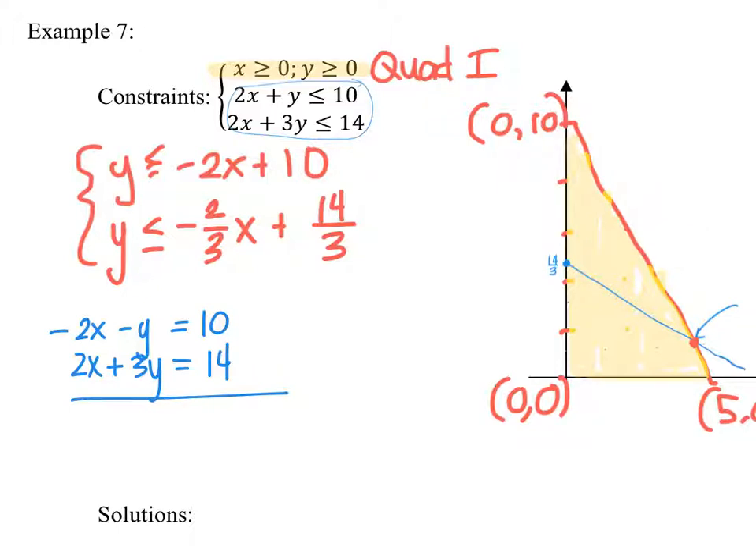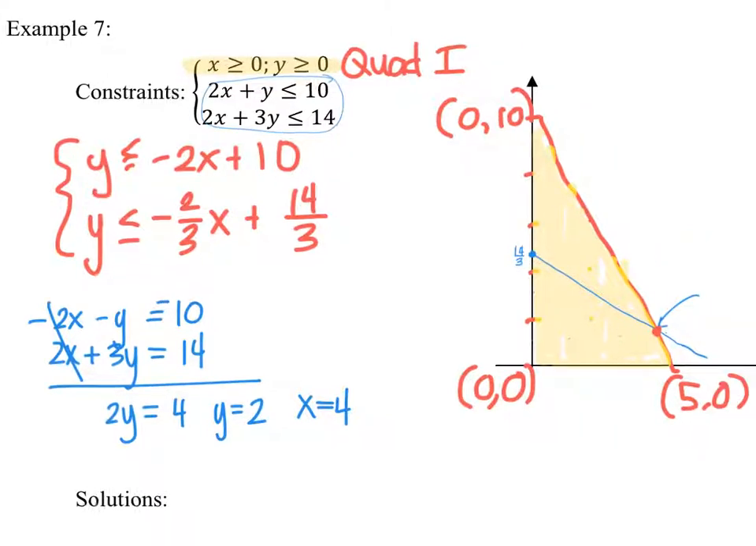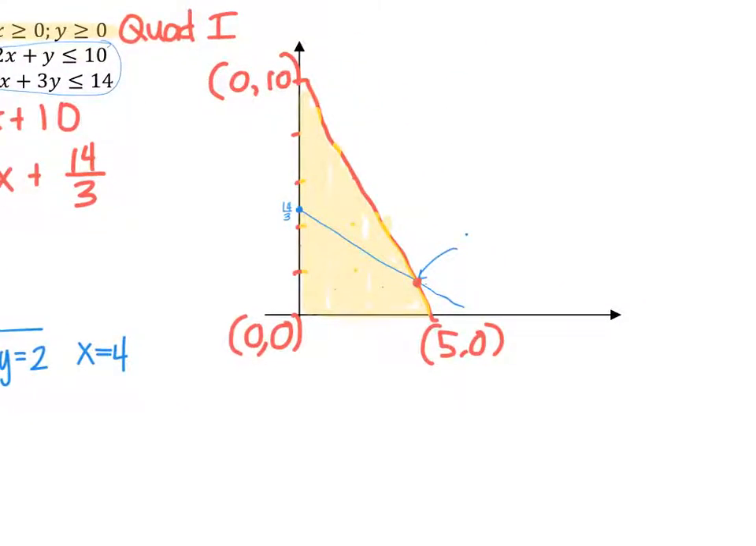Say that again? Negative 10, thank you. Okay, so we'll cross out and eliminate the x's. That'll give me 2y equals 4. And if 2y equals 4, then y must be equal to 2. And if y is equal to 2, I should be able to plug that back in, and I figure out that x is equal to 4, which means (4, 2) is the solution to this little spot right here. This is (4, 2).